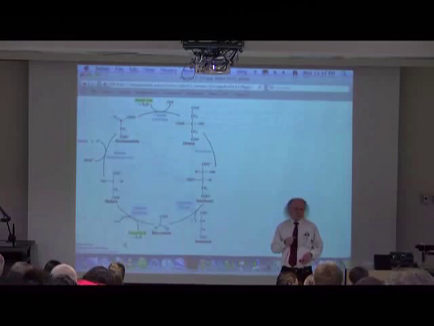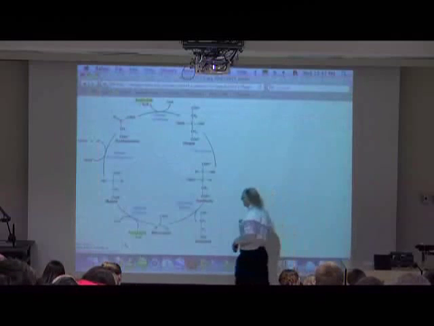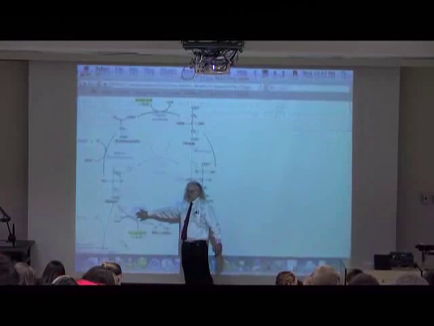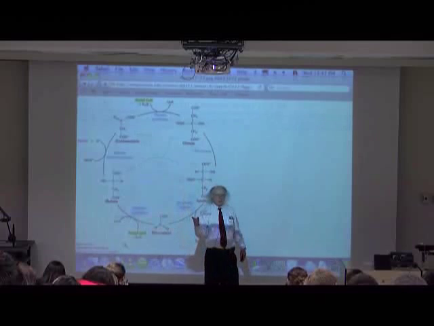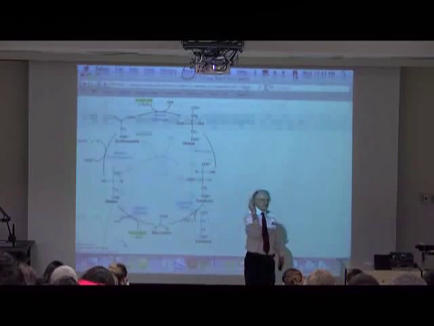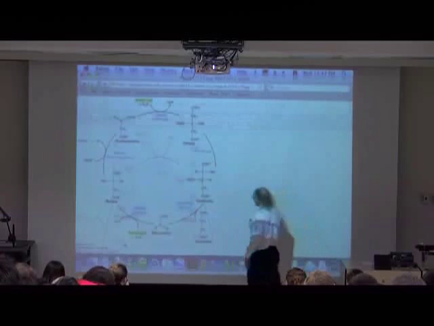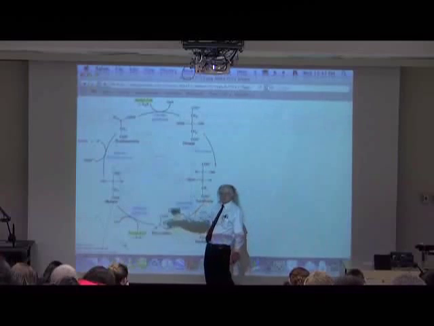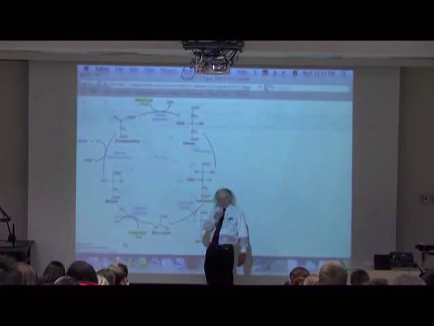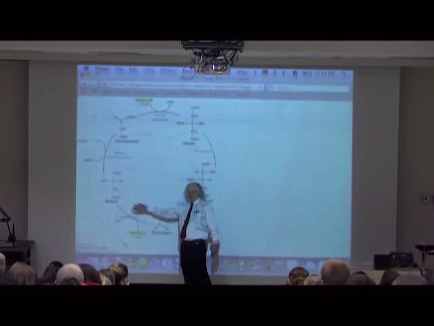We don't. Animals cannot run the glyoxylate cycle. We lack these two enzymes. So when we get to the isocitrate point, we have to go through the rest of the citric acid cycle. When bacteria, yeast, and plants get to this point, they have an option. They can go through the citric acid cycle, or they can go through the glyoxylate cycle. I'll talk a little bit about that probably next time.